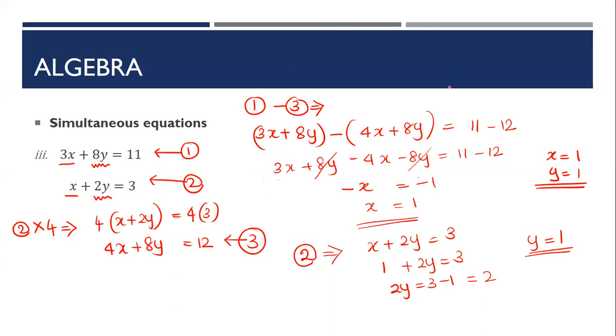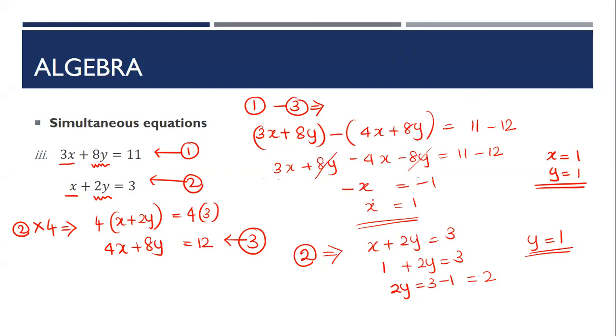Okay, so the answer is x value is 1 and the y value is 1. If you have any doubt, please ask. If you have any different answer, please let me know and you can talk about that. So our answer is x is 1 and y is 1.